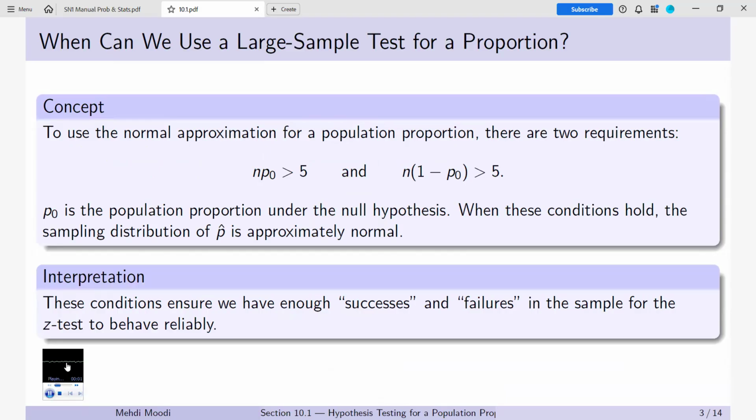Our course manual uses the rule bigger than 5. Some textbooks ask for 10 because they are more cautious about the normal approximation. The idea is simple. We need enough yes and no's for the sampling distribution to look smooth. If you only have a handful of successes, the distribution of p-hat is still chunky, like popcorn instead of a bell curve.